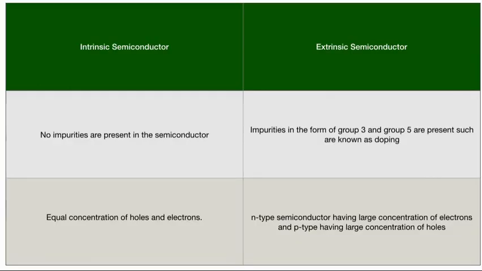Intrinsic and extrinsic semiconductor. There are two types of semiconductor on the basis of their purity.